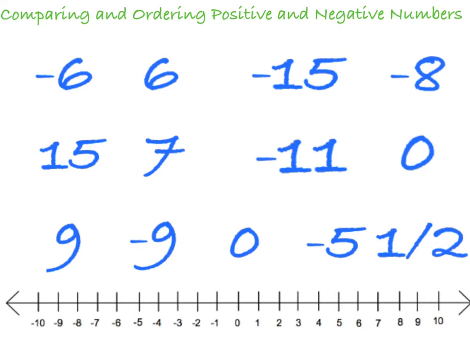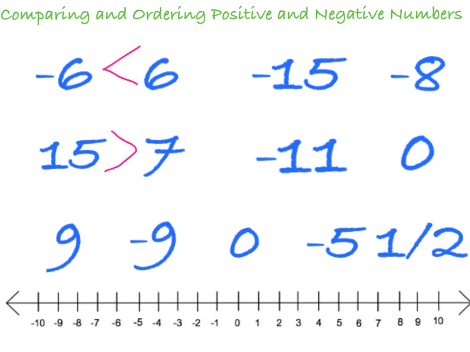The first set we're going to look at is -6 and 6. These two numbers are extremely easy to compare because negative numbers are always smaller than positive numbers. So, in this case, +6 is greater than -6. The next set of numbers we are going to look at is 15 and 7. This one is also an easy one because they're both positive numbers, and as they go to the right on the number line, they get bigger. So, 15 is greater than 7.